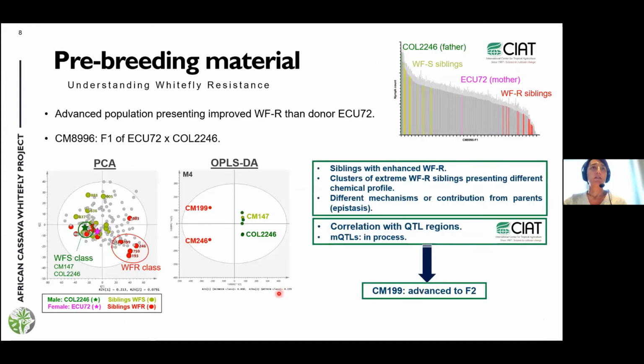So the other objective of the Wildfly project was to create pre-breeding material and to create populations by crossing ECU72 and COL2246, so that QTL regions could be identified, and biomarkers could be identified for elucidating the whitefly resistance. This first population produced a number of siblings with enhanced whitefly resistance. And the chemical profile of this population revealed two different clusters within the resistant siblings.